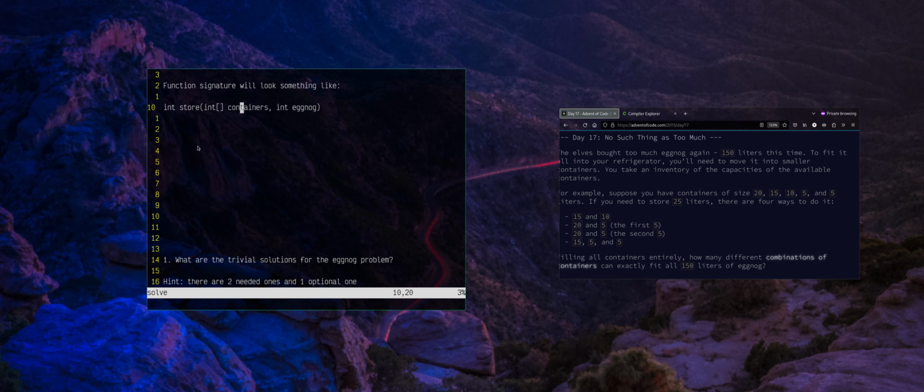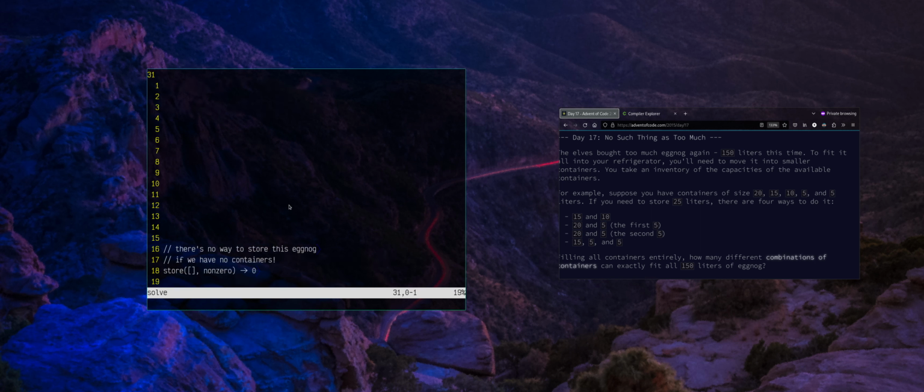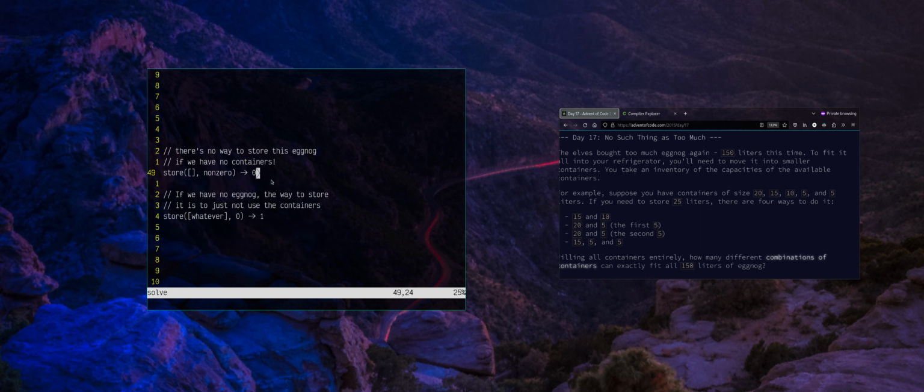If you've unpaused, here are the two situations. The first, very simple or trivial case is that we don't have any containers, but we still have some eggnog that we need to store somewhere, right? So in this case, we just say there's no valid way at all to store this eggnog because there's no containers to put it in there.